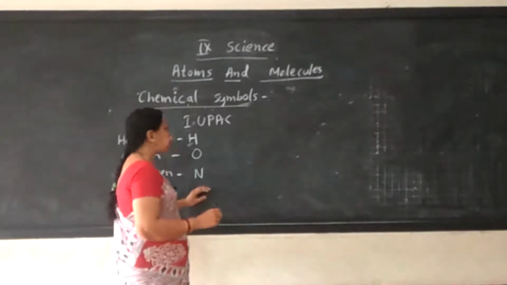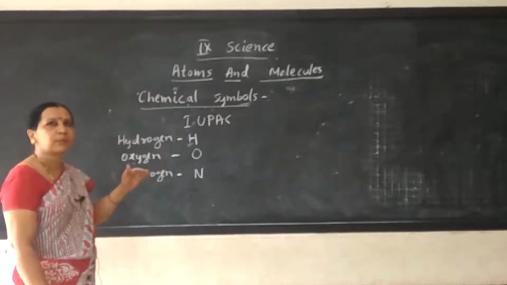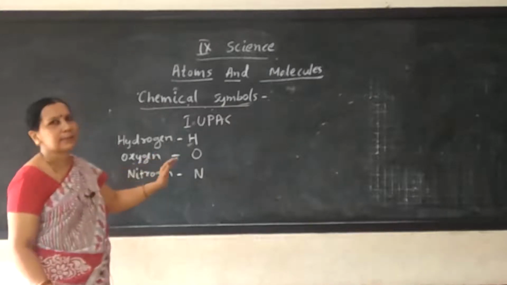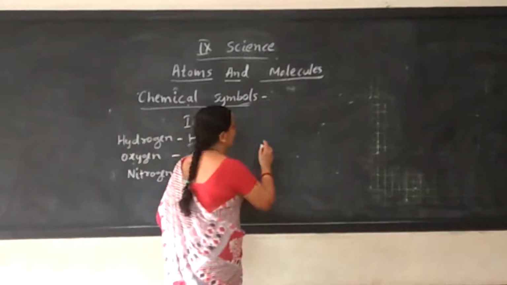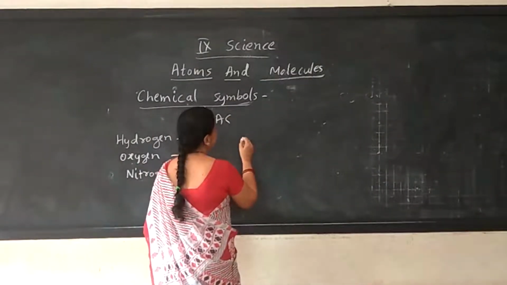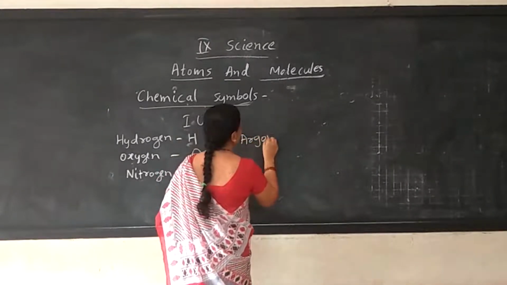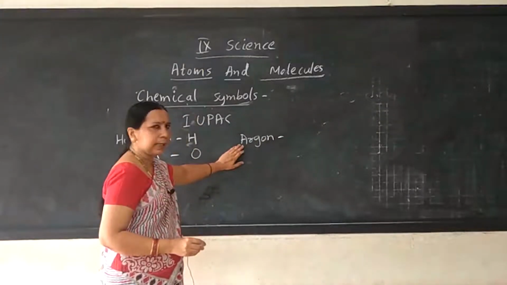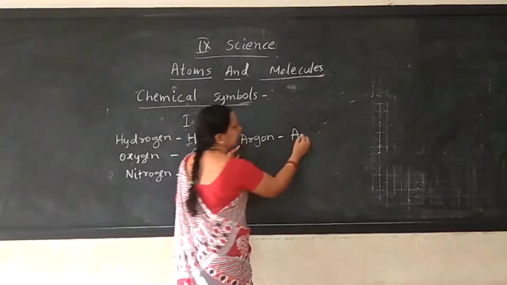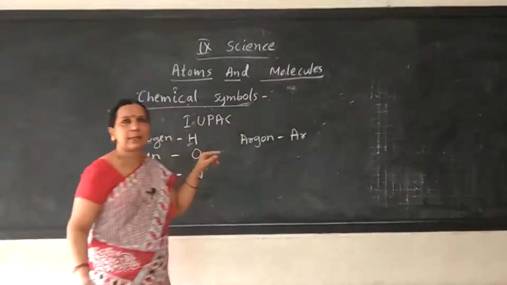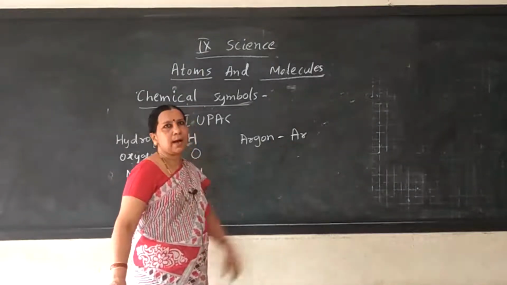The same way, suppose the first letter of 2 elements is the same, then we consider the first 2 letters of the English name of the element. For example, if you consider argon, here A is the first letter and R is the second letter. First letter A will be written capital and the next letter will be written small. So argon symbol is Ar.